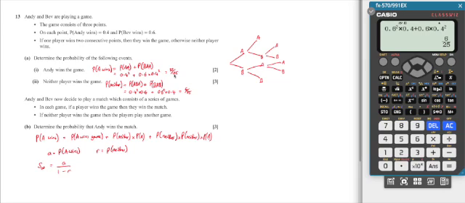The probability that Andy wins is 32 over 125 over 1 minus 6 over 25. So we have got 32 over 125 over 1 minus 6 over 25, which is 32 over 95. And you can give that as decimals if you wanted. 0.337 to 3 sig figs.